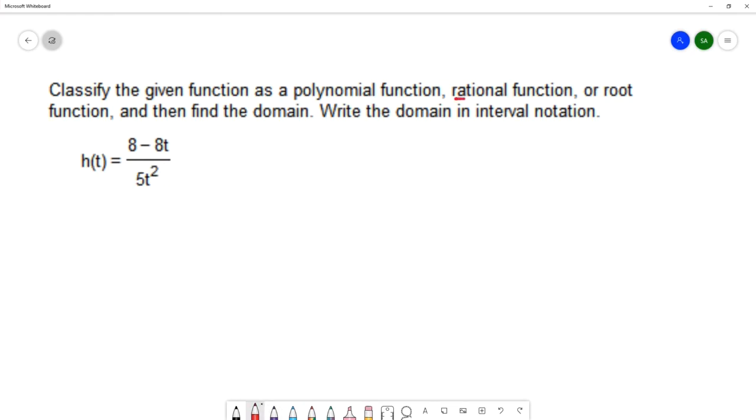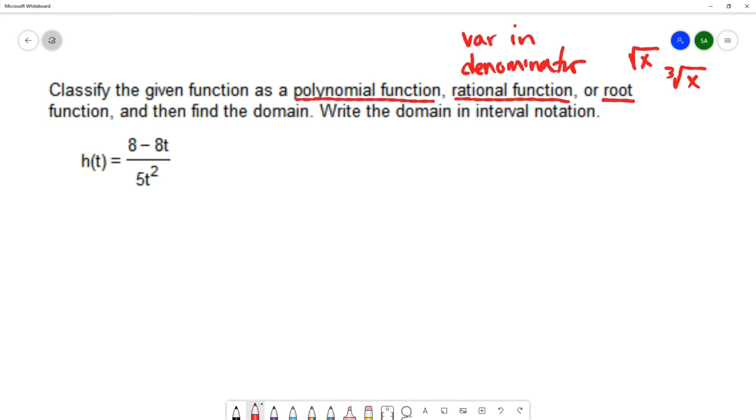It's really easy to notice rational functions. They're going to have a variable in the denominator. And it's pretty easy to classify root functions. Root functions will have a square root in the expression. It might be square root or cube root, some kind of radical in the expression. Polynomial functions are a little bit harder to identify. You're looking for x to a power, and that power needs to be one of our whole numbers, 0, 1, 2, 3, and so on.